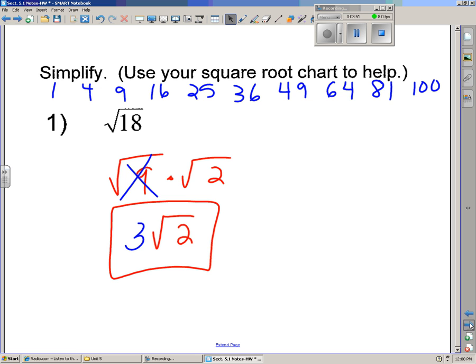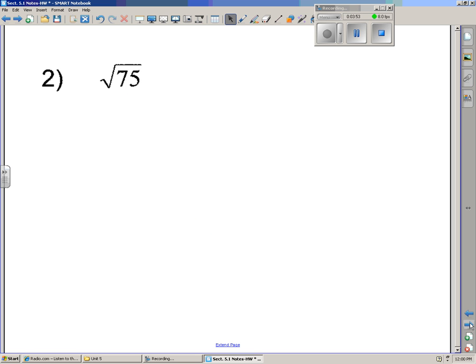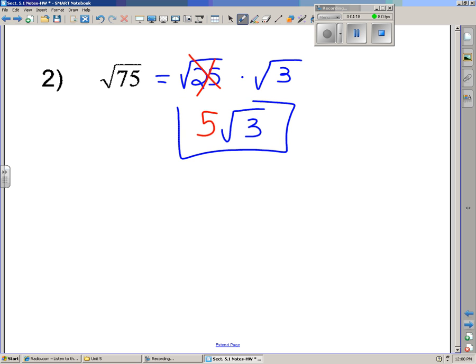Let's try the next one. I'm not rewriting that perfect square chart again, but you should have it by your side. The square root of 75 can break down into two other square roots. The largest number that divides into 75 that is a perfect square is 25. The other factor is 3, so 75 is 25 times 3. Well, 25 is a perfect square. Its square root is just 5. Root 3 is irrational. Nothing can come out of it. And there's your final answer.